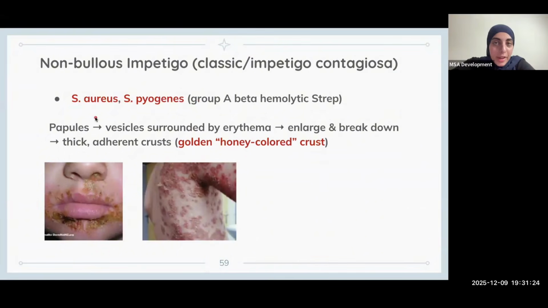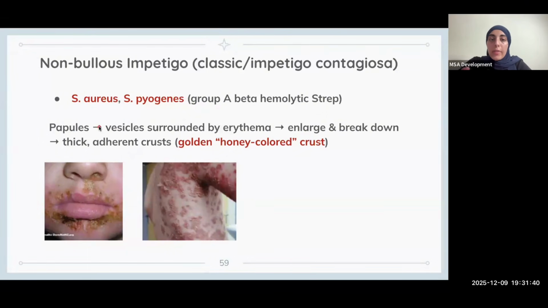Again, Staph aureus is still there, but a new bacteria popped in, it's strep pyogenes. And I would really remember this. I would remember both, actually. Strep pyogenes is group A beta hemolytic strep. Now, how does this impetigo form?